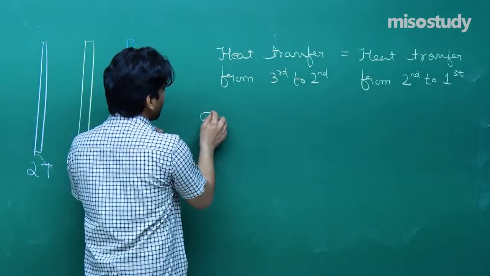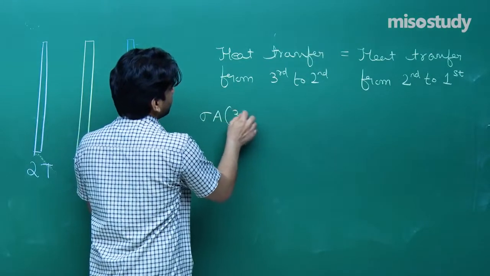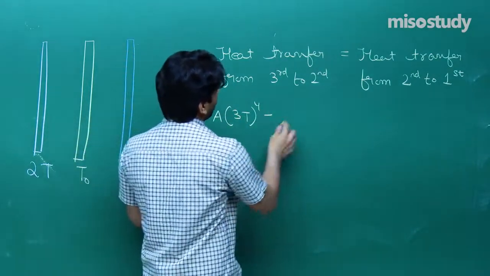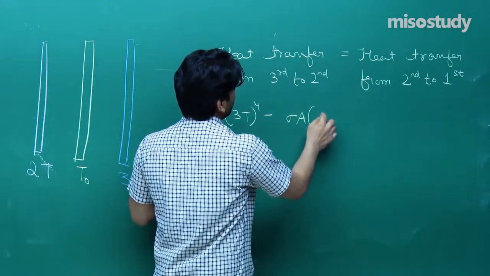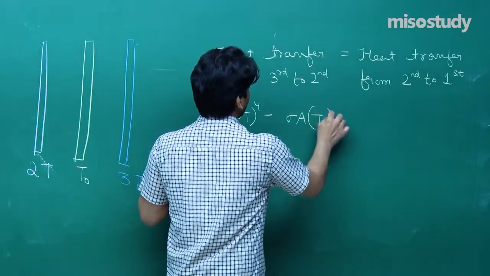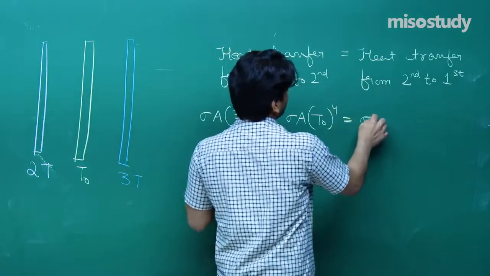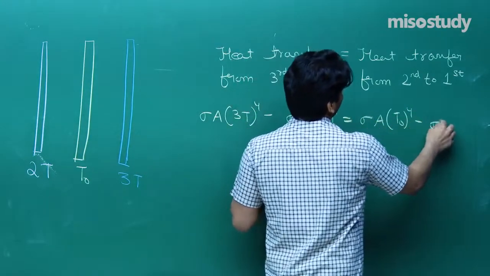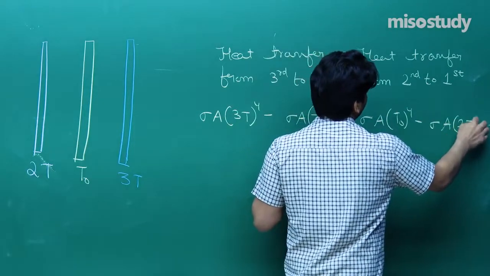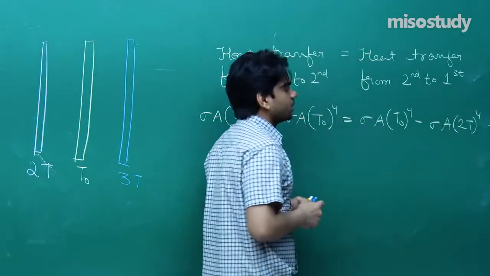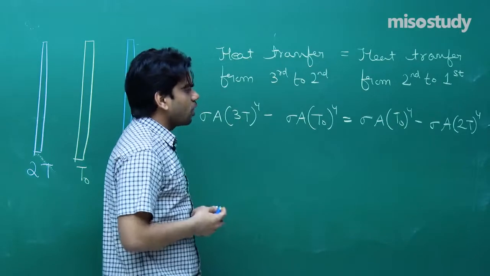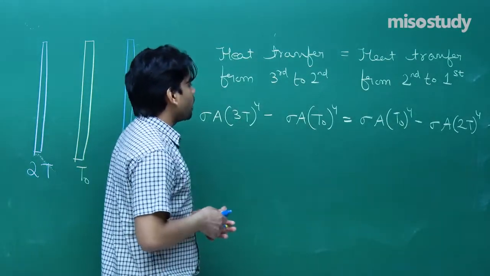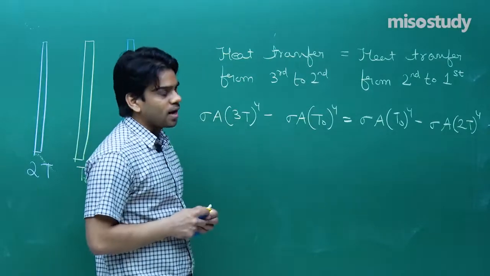So sigma A (3T) to the power 4 minus sigma A T0 to the power 4 is equal to sigma A T0 to the power 4 minus sigma A (2T) to the power 4. This is what you have to apply. You have to find the value of T0 in terms of temperature T. Already you have all the values. Simply you have to do some calculation, you will get the required result.